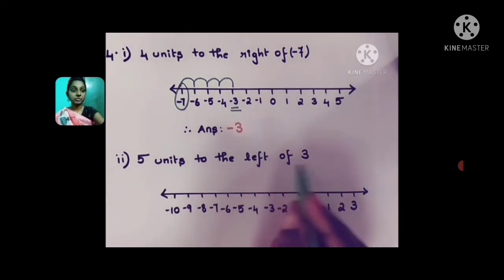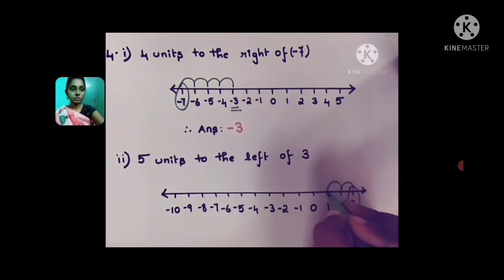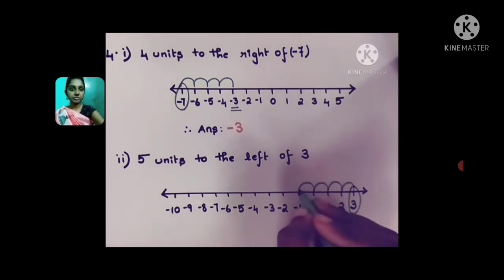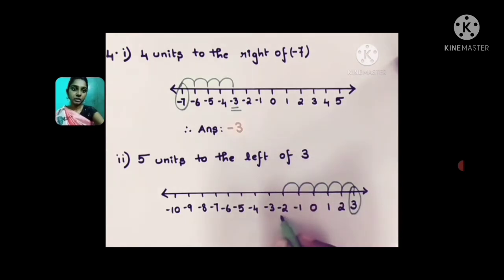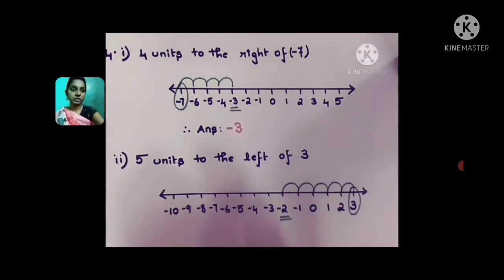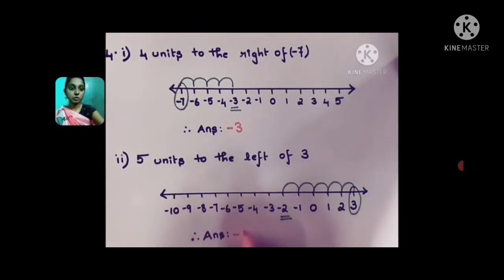Now, let us mark 3. Let us move towards the left hand side of the integer 3. 1 unit, 2 units, 3 units, 4 units and 5 units. On moving 5 units to the left of 3, we arrive at -2. Therefore, -2 is the integer present 5 units to the left of the integer 3.